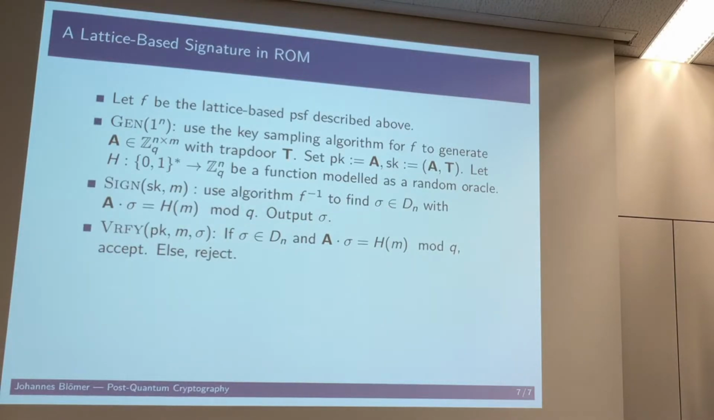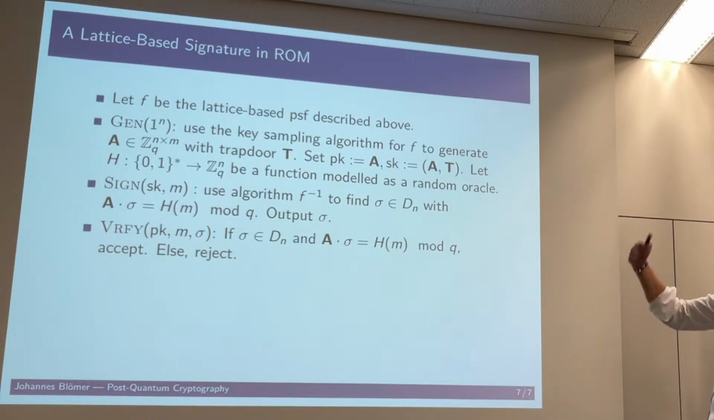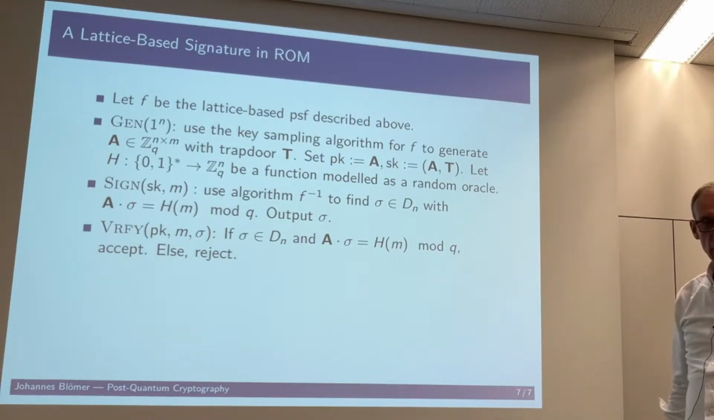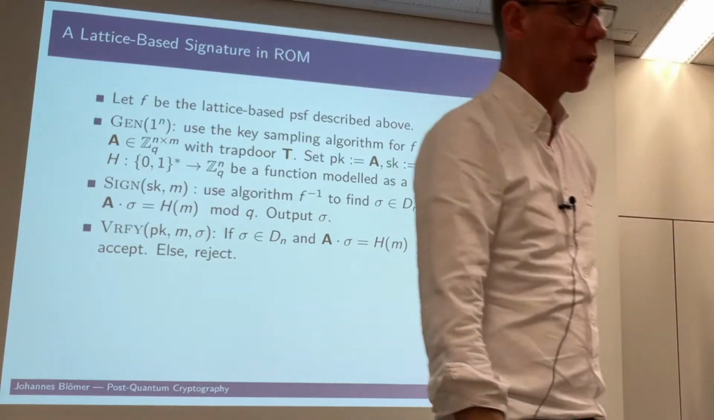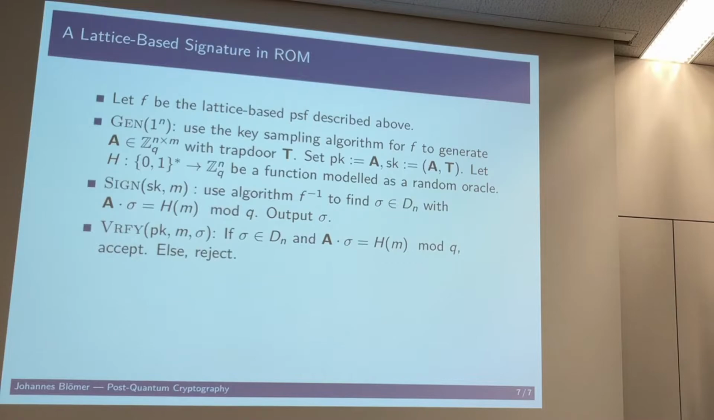The key generation of the signature algorithm uses the key sampling algorithm for F to generate A with a trapdoor T. We set the public key to be A, the secret key is A, T. Just for convenience, I include A. Doesn't really matter. And I also have a function H from {0,1}* to Z_q^n that is modeled as a random oracle. Formally, syntactically, it's arbitrary, but later on I'll use it to define a random oracle.